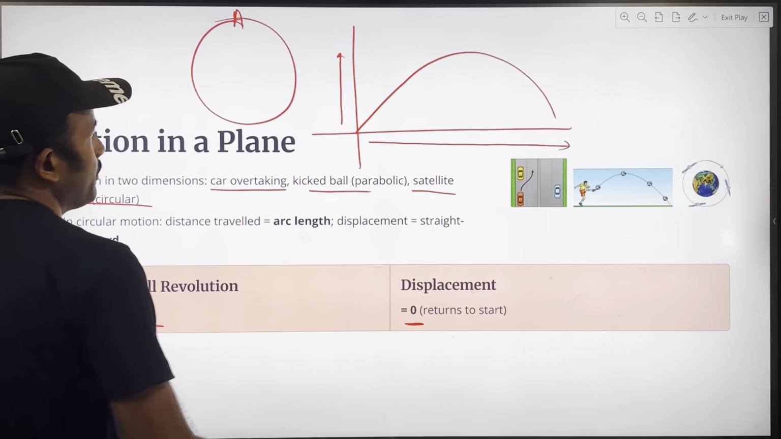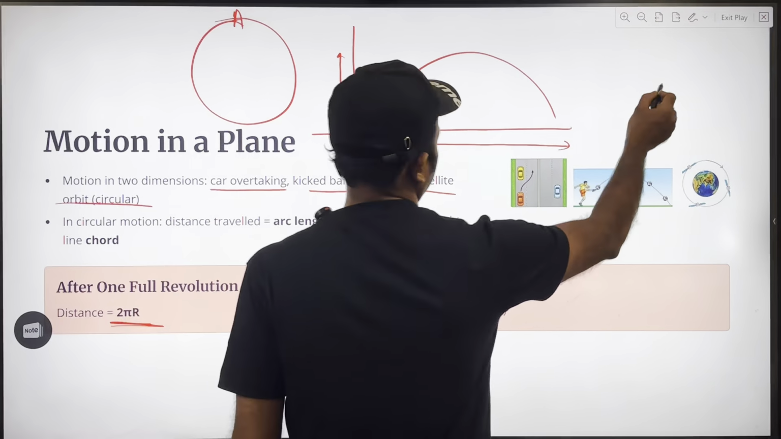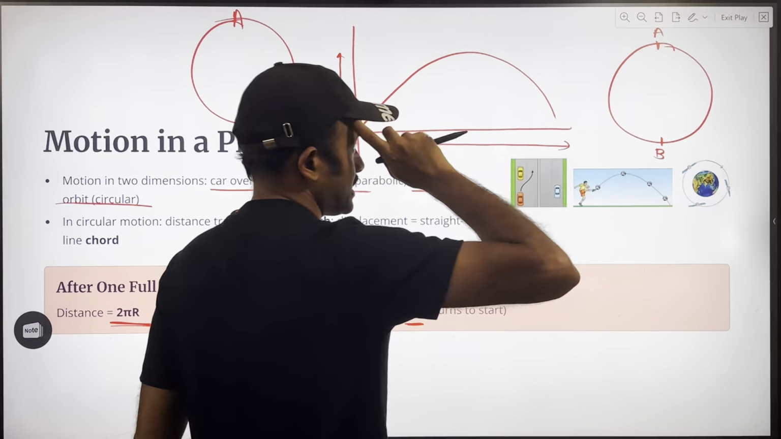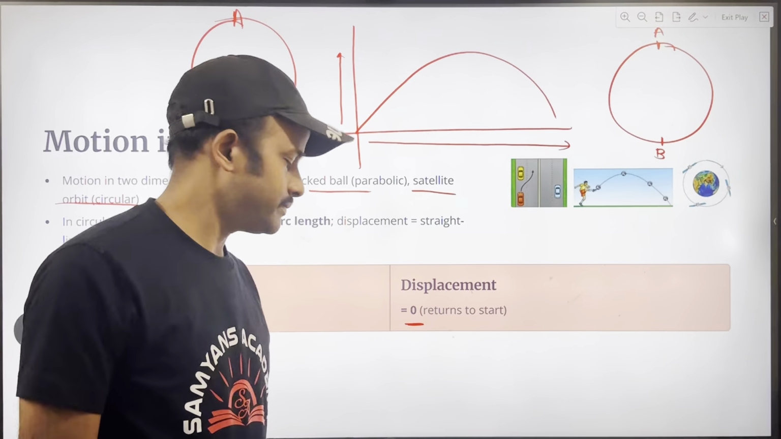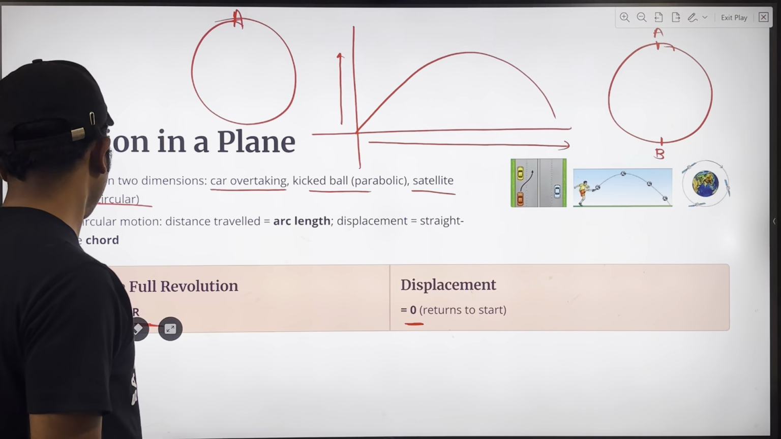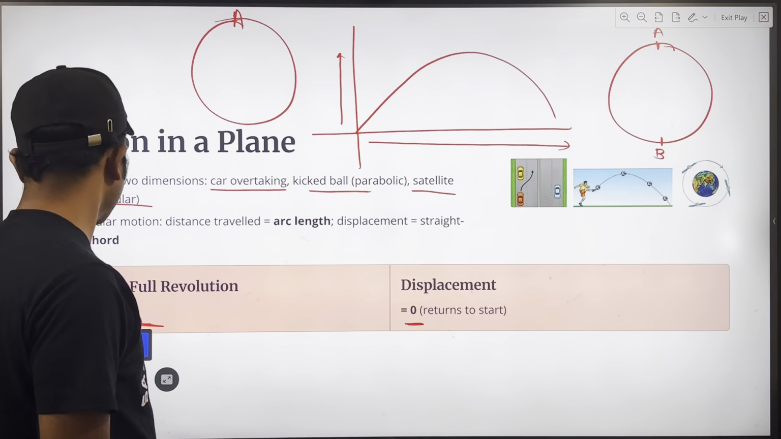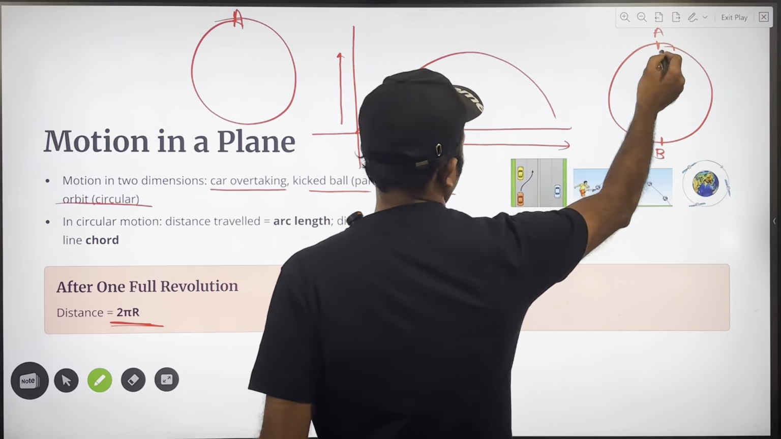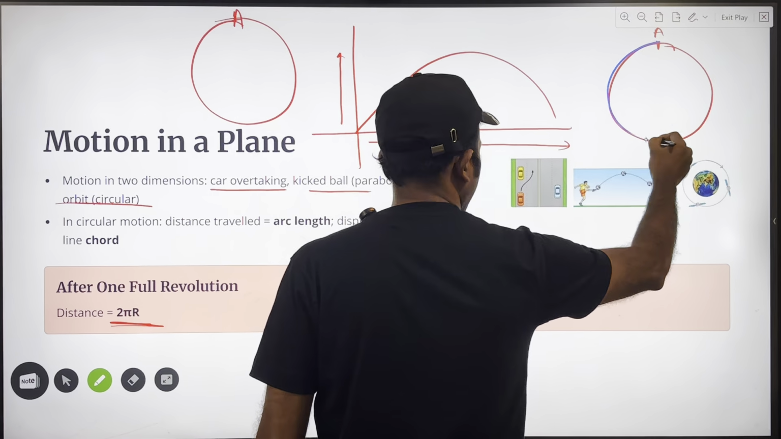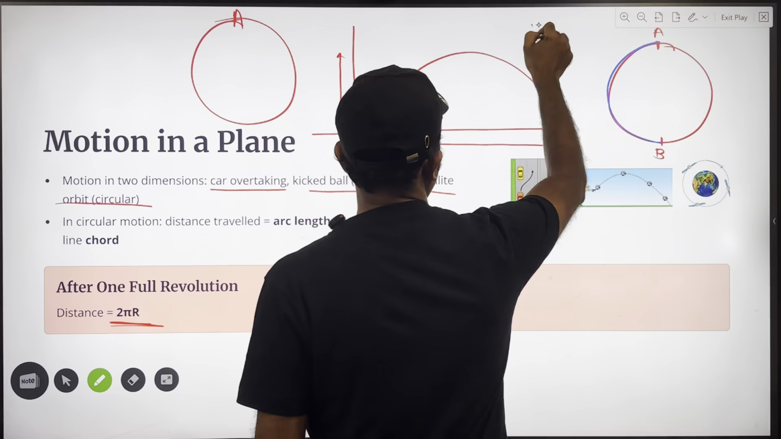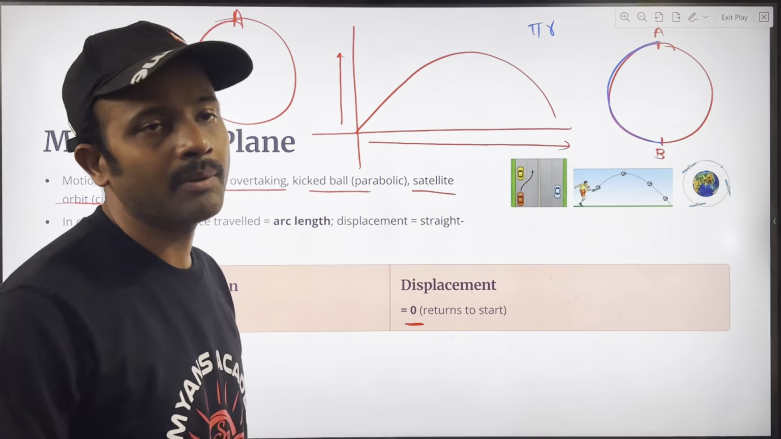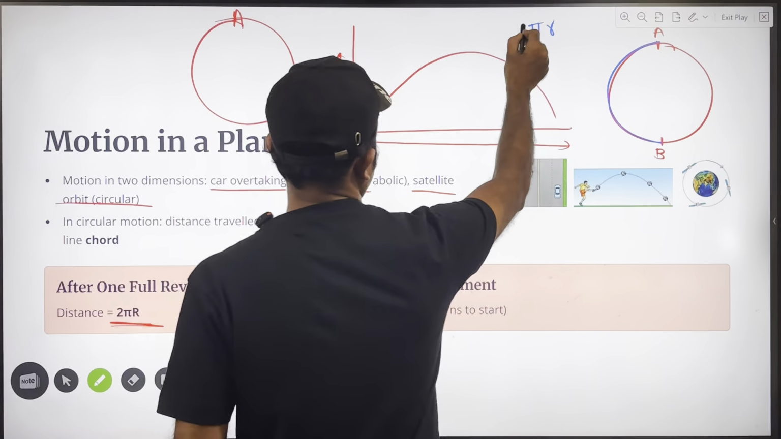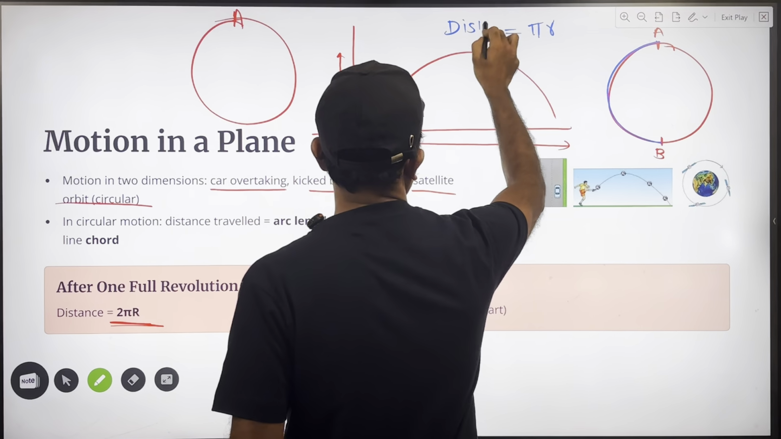For example, if the particle starts at A and reaches B, opposite to A, what is the distance and what is the displacement? The particle rotates half of a rotation, moving from A to B. Then it covers half of the circumference. The circumference of the circle is 2 pi r, and half of the circumference is pi r. The pi r gives the distance, right? The distance is pi r.